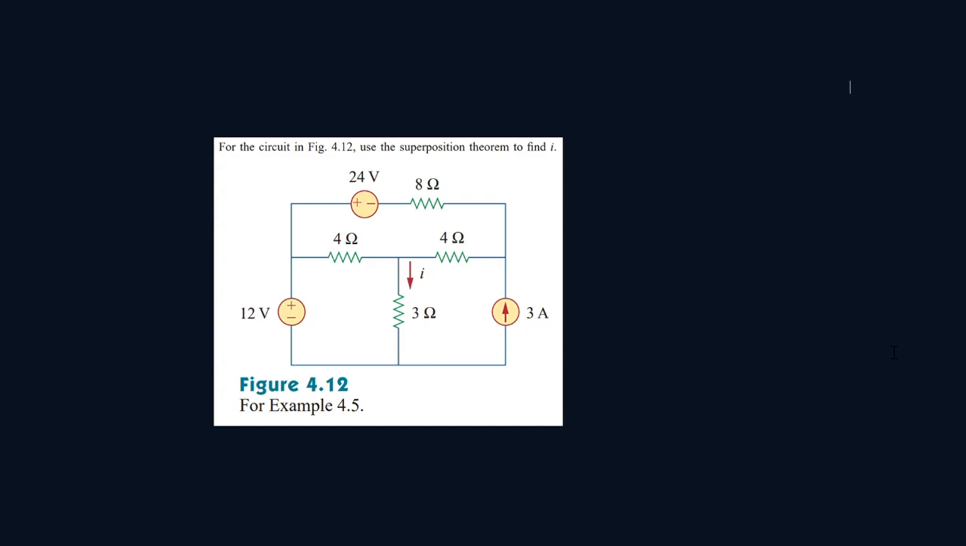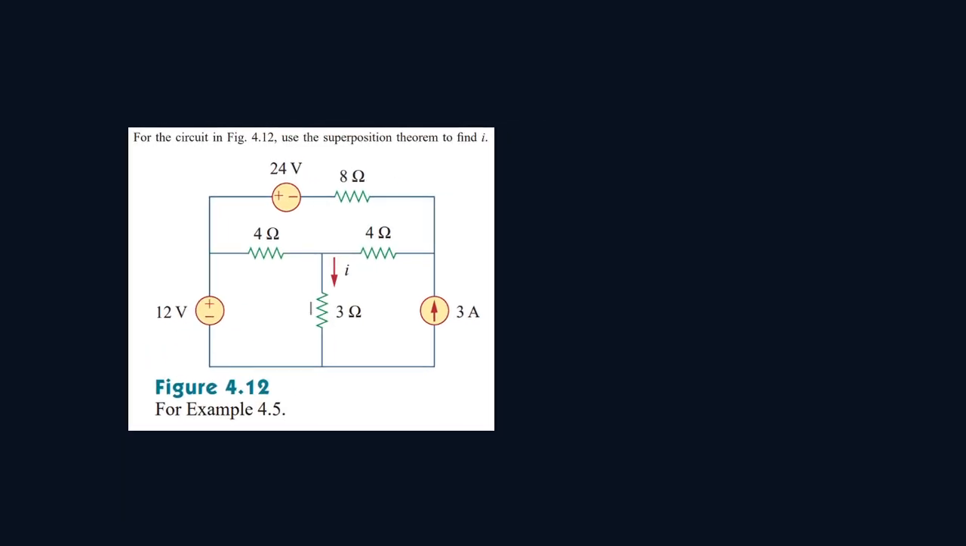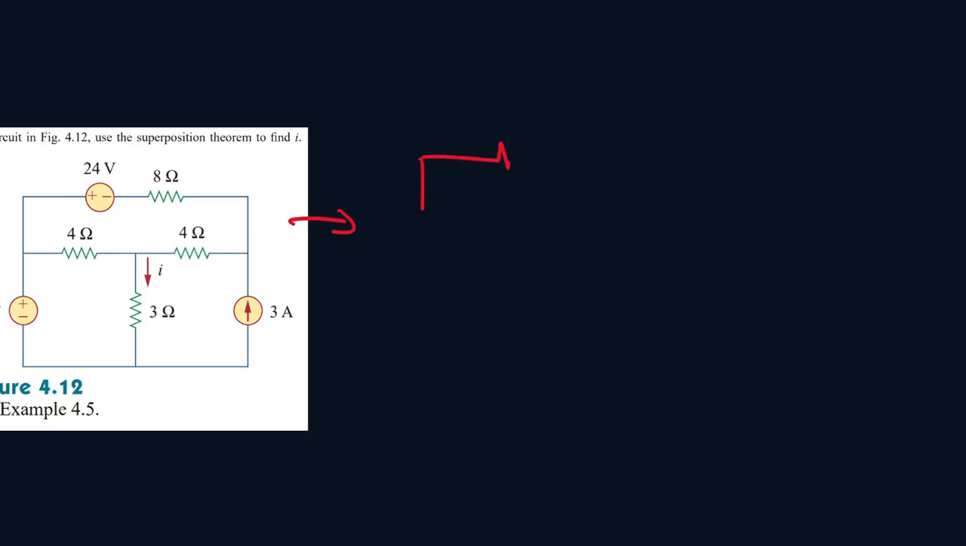Okay, so we have the following circuit here. We have to solve for I using the superposition theorem. So let's start by turning off these two, and we'll replace it with the closed wire.